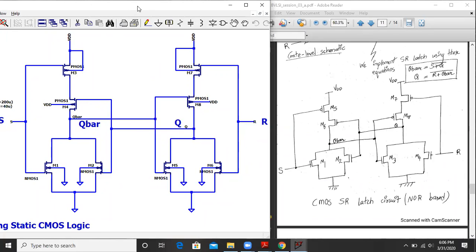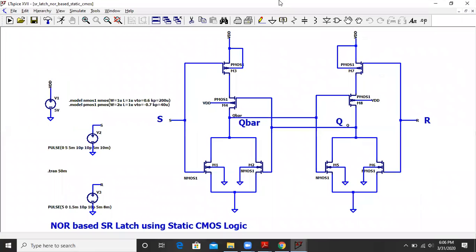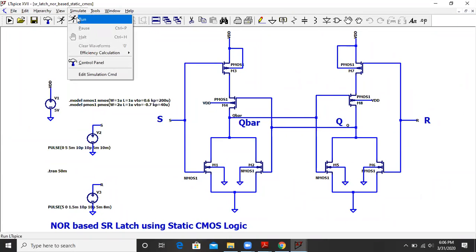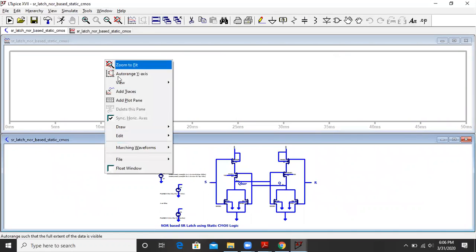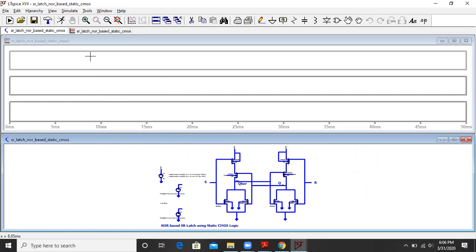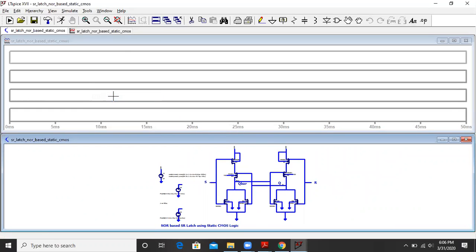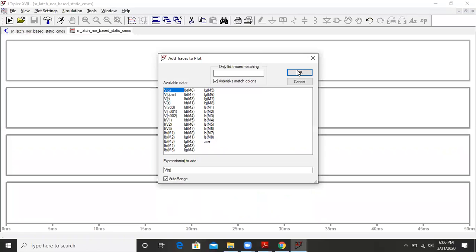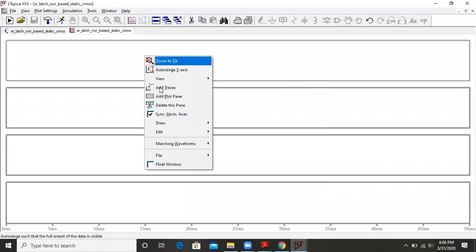As I've already shown you the LTspice circuit simulation schematic part, now we'll go ahead and check the output. Checking the output means we have to verify the truth table. So we have to create 4 windows, one for S, one for R, and the remaining 2 for Q and Q bar. Let me minimize the screen and plot those plots one by one. Let us plot S first.